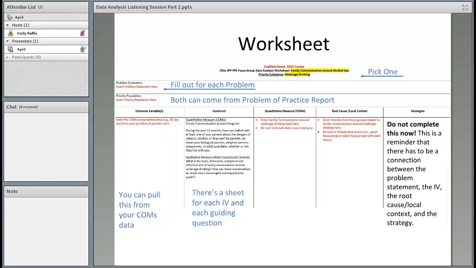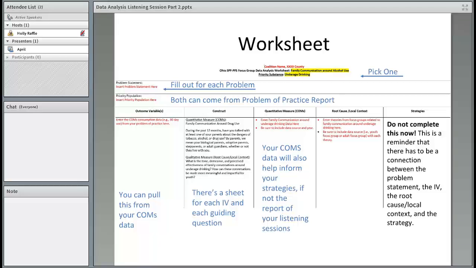The next column is your quantitative measure outcome. So here is where you would enter the family communication around underage drinking data, the data you have from your quantitative measure, and be sure when you fill this column in to include the data source and year. So this information is coming from your comms data. Eventually, if you've read ahead while I'm talking, you'll see that this can help you inform your strategies, if not the report of your listening session specifically. But we thought it would be really helpful to have both the quantitative and qualitative data in one place.